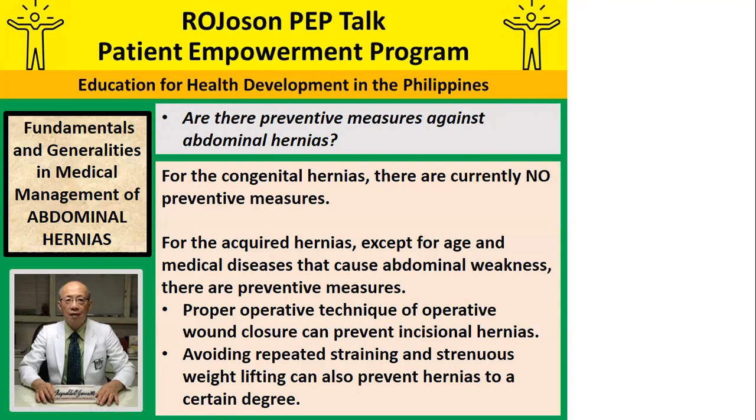Number one is for the surgeon to do a proper operative technique of the operative wound closure, and this can prevent incisional hernias. And then in the setting of no operation, you try to avoid repeated straining and strenuous weightlifting. And this can also prevent hernias to a certain degree.